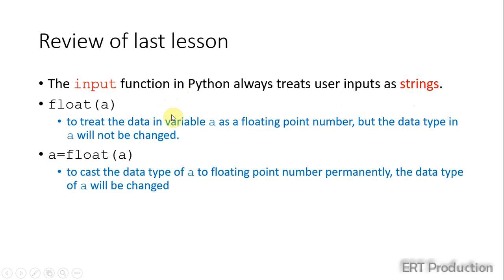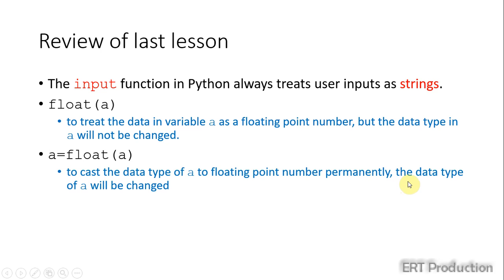The second thing we've learned is this float statement. It means to treat the data in variable a as a floating point number, but the data type in a will not be changed. The third thing we have learned is this a equals float a statement. The effect of it is to cast or change the data type of a to floating point number permanently.